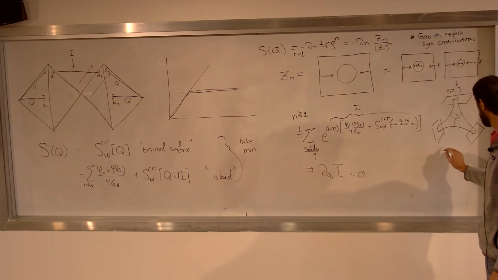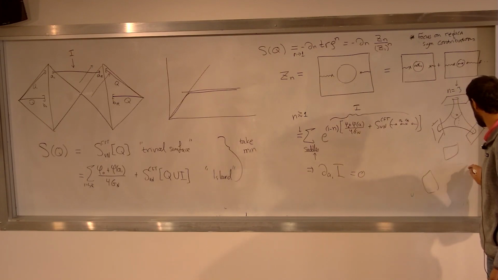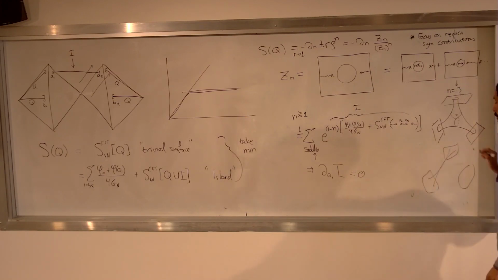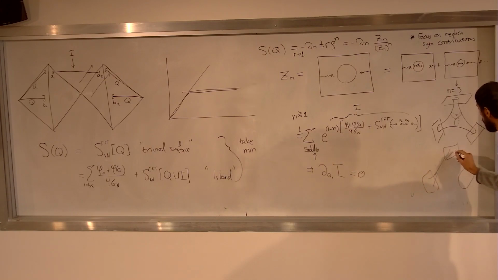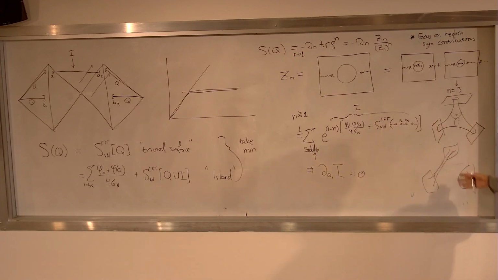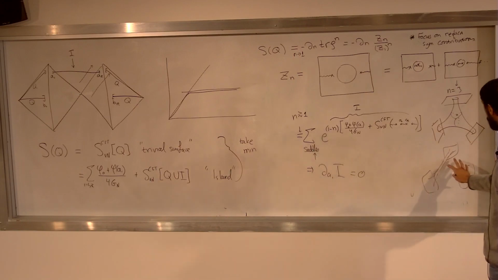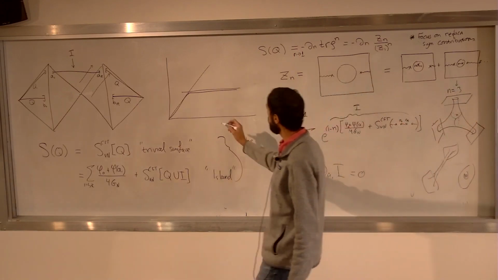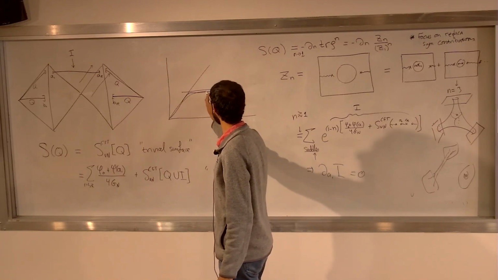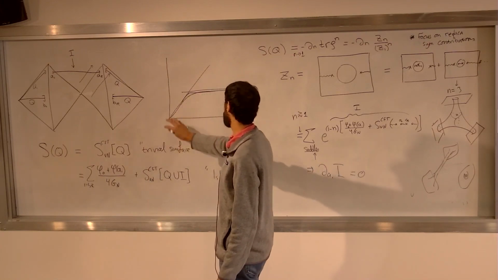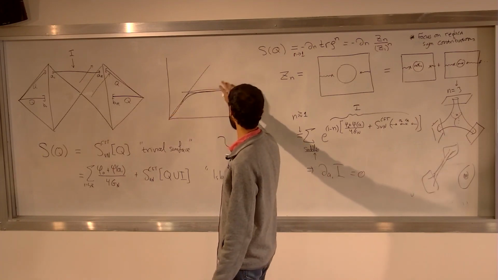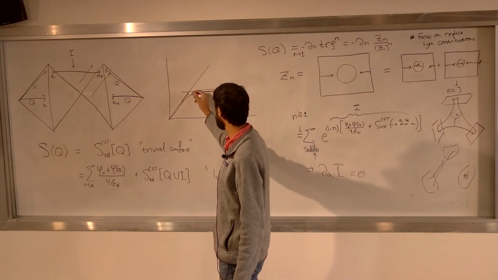So for example, you can have a wormhole connecting these two, while this guy is a disk. This is a non-replica symmetric configuration, and there are two more. What those contributions do is that they eventually just smoothen out the Page growth. They're not really important at the beginning, and they're not important at the end, but they are important around the Page time.